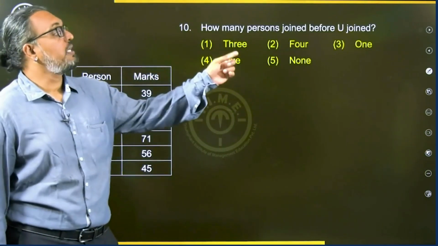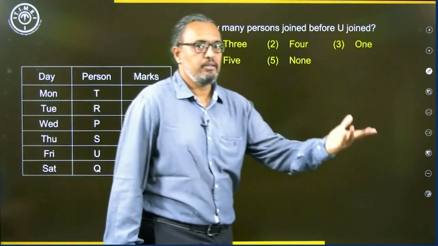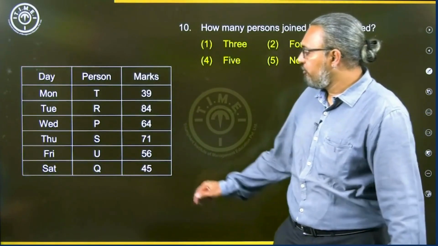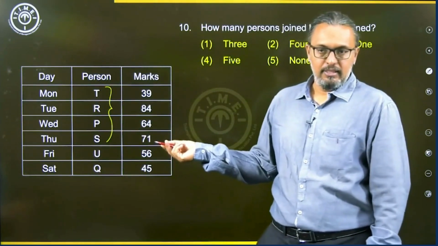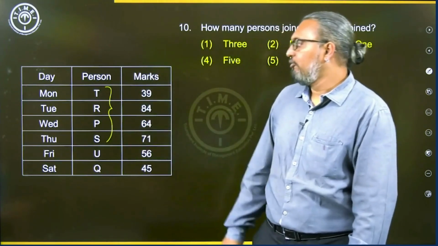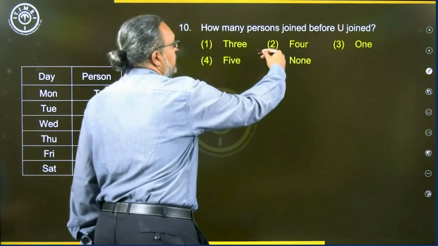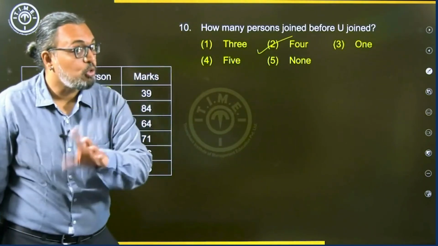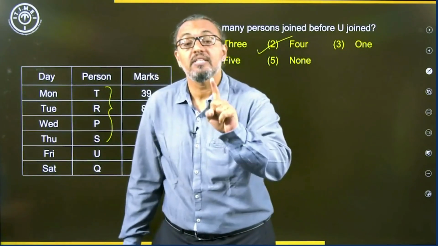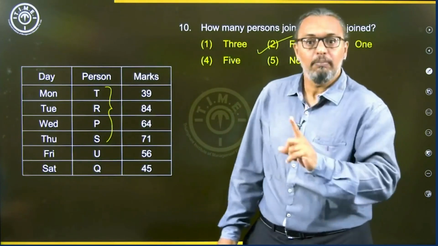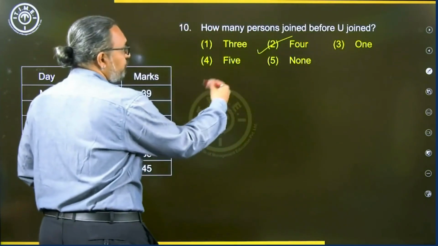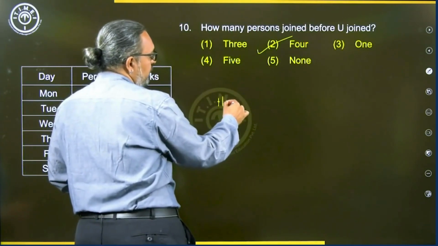Then how many persons joined before U joined? How many persons have joined before U? It depends on the days. Okay. So it is going to be 4 persons. And that is there in 2nd option. See, sometimes a question can be asked, how many persons scored more marks than you? If he says how many persons, I'll write the question here, a different variation to the question.